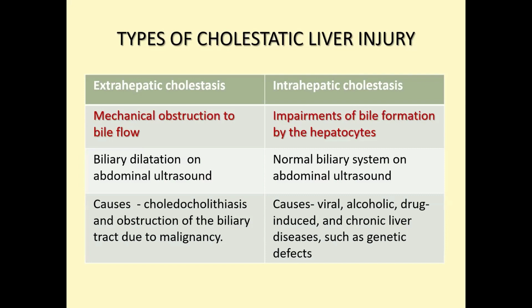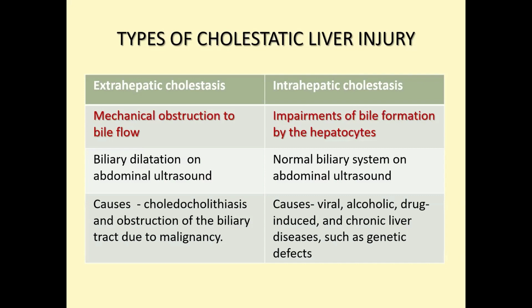When you see intrahepatic cholestasis, cholestasis means staying back of the bile, with impaired bile formation by the hepatocytes, which are not able to form it. When you do an ultrasound, the biliary system is normal. So that's the difference. You can see dilatation in the mechanical type, but here you see a normal ultrasound; the only thing you can see is the jaundice features. Causes of this impaired intrahepatic cholestasis are viral hepatitis, alcohol consumption, drug-induced injury (drugs can be hepatotoxic), chronic liver disease, and genetic defects.